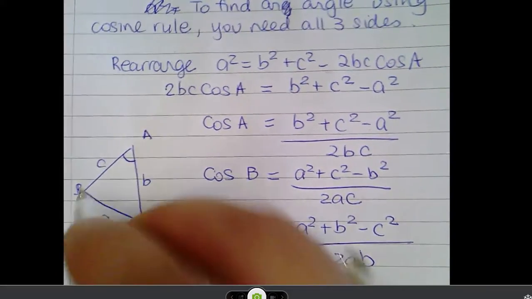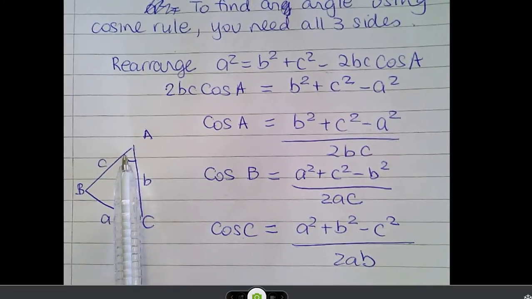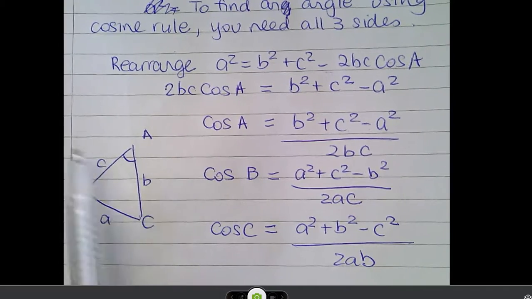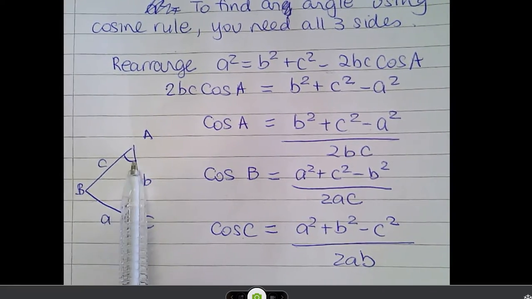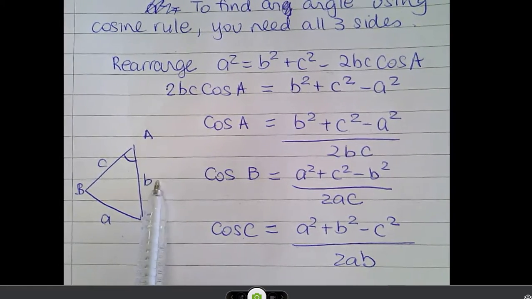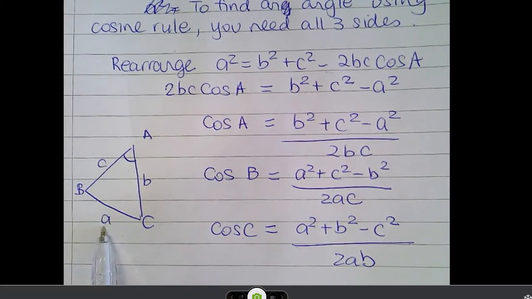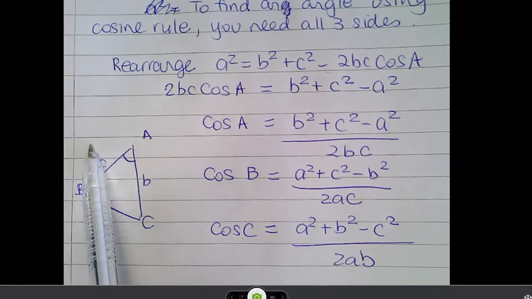If I want cos of A, what am I doing? I'm going b squared plus c squared minus a squared. So if I want cos of A, I'm doing the 2 next to it, b squared plus c squared minus a squared over 2 times b times c.